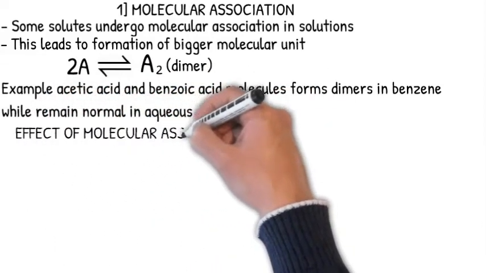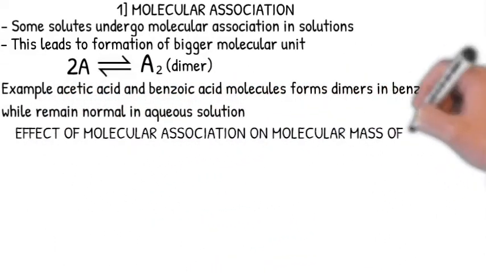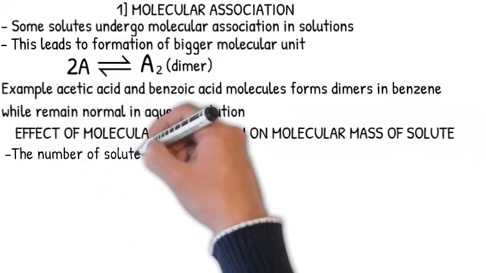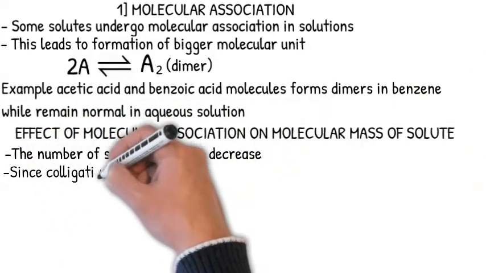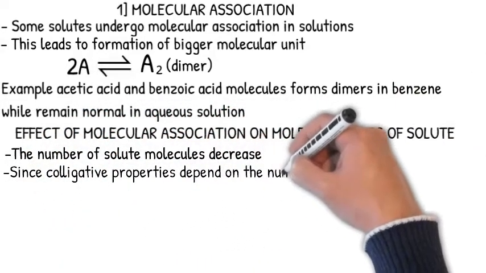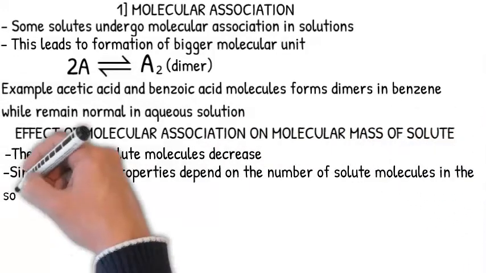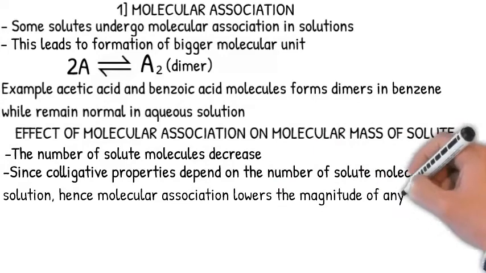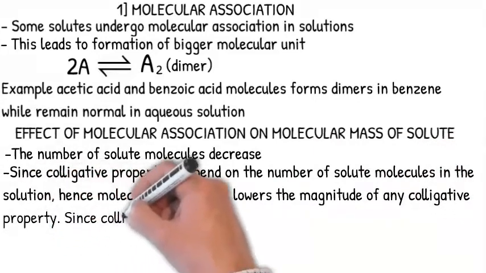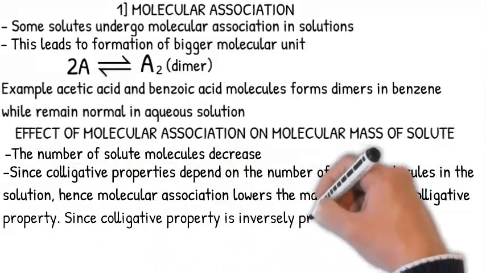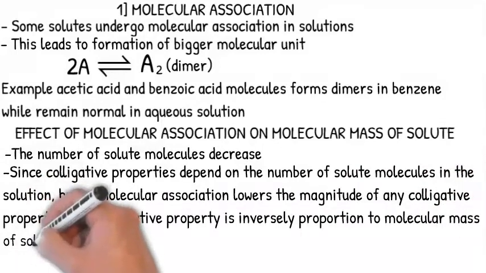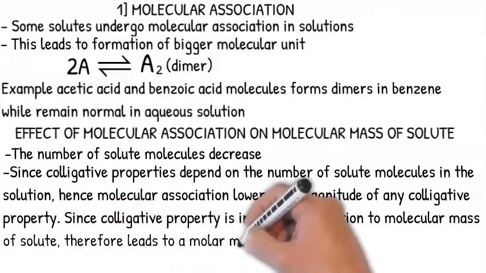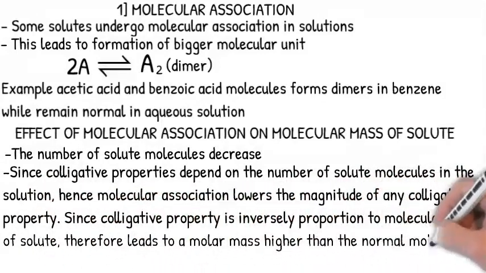Effects of molecular association on molecular mass of solute. The number of solute molecules decreases. Since colligative properties depend on the number of solute molecules in the solution, molecular association lowers the magnitude of any colligative property. Since colligative property is inversely proportional to molecular mass of solute, this leads to a molar mass higher than the normal molar mass of solute.